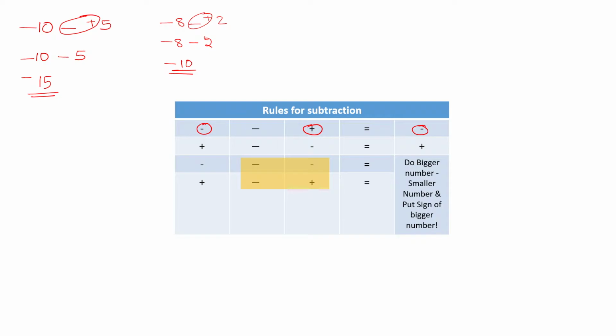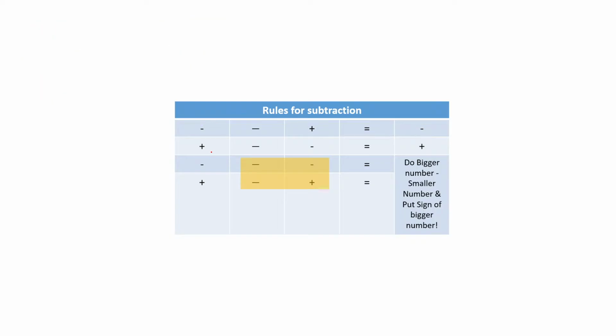Now let us check the second case. So in the second case, what is happening? A positive number is subtracted with a negative number. So the condition is like what? Positive 5 minus negative 1. In this case, we will be getting the final answer as a positive one.